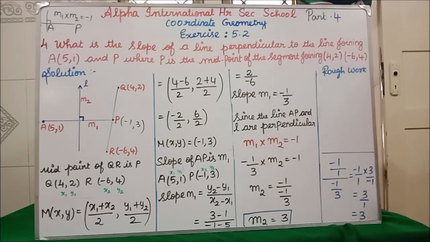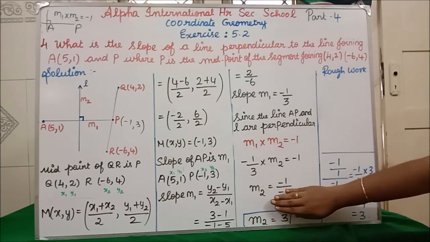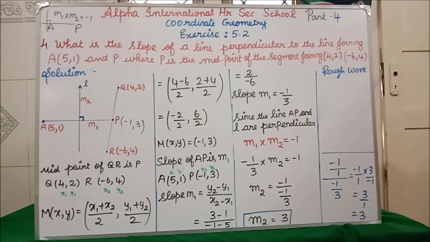I have written it directly. See how I have written here: minus 1 only is our numerator, so there is no denominator. Consider the denominator as 1, divided by minus 1 by 3. I have told you, in a division with 4 numbers, the first 2 numbers you write as such and the remaining 2 numbers become reciprocal. Reciprocal means the denominator goes up and the numerator comes down. So 3 divided by minus 1. The next step, minus 1 and minus 1 get cancelled. 3 divided by 1, the answer is 3. m2 is equal to 3. Therefore, the slope of the line is m2 equal to 3.